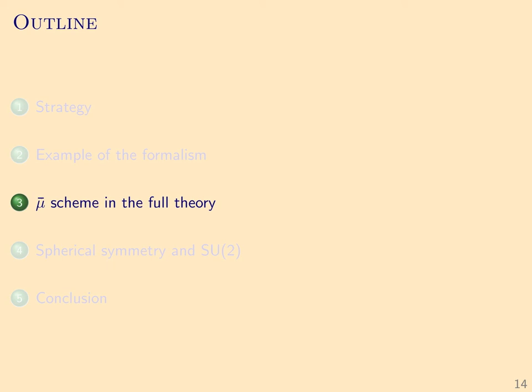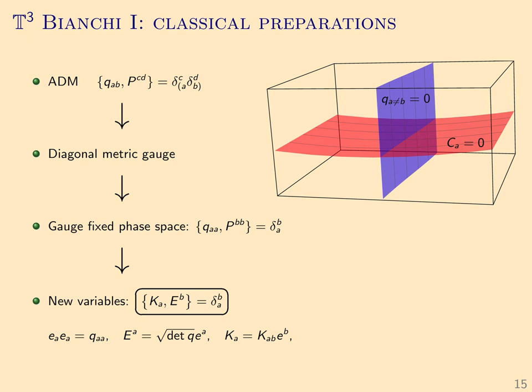Now here, our aim will be to reduce to a Bianchi 1 model. So we have to do our classical preparation slightly differently. We again start with the ADM phase space. We have Q and P, they are conjugate. We again impose the diagonal metric gauge. That means we are working on this gauge cut between the red and blue surface. On this gauge cut, we have variables QAA and PBB, so only their diagonal components, and they are canonically conjugate.